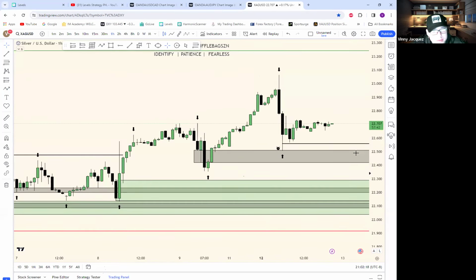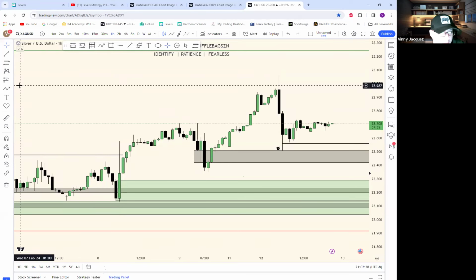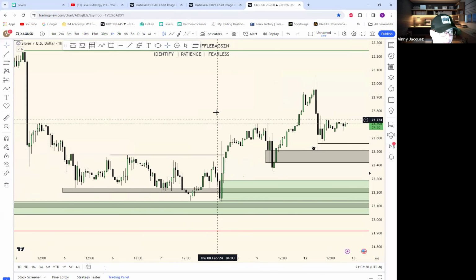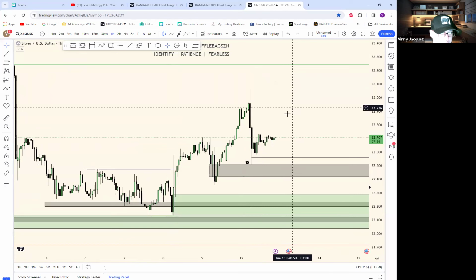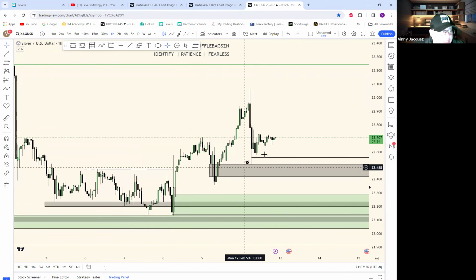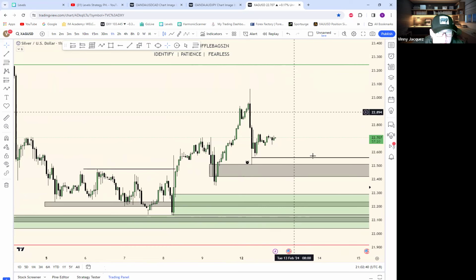Smacking, double smack. If you guys want it, it's just the fractals. The fractals are gonna help you find your swing points, right? The only thing is, it's not gonna box up your value box. But yeah, as of right now, bro, I'm looking to continue buys. That's it.